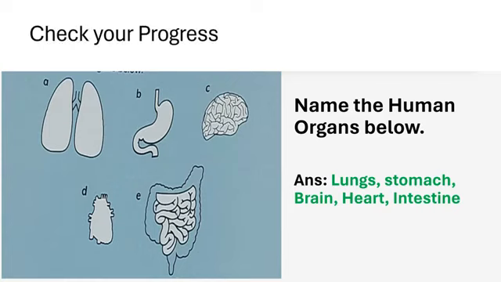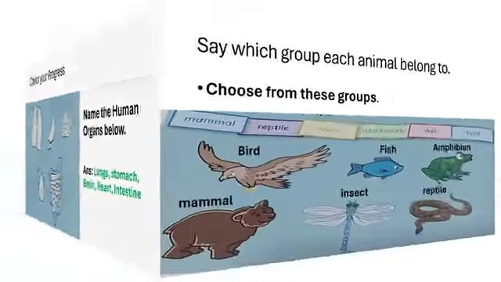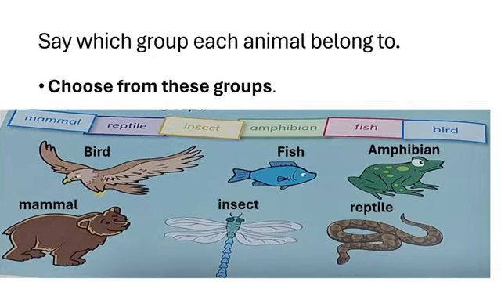Check your progress. Name the human organs below. A is lungs, B is stomach, C is the brain, D is the heart, and E is intestine. Say which group each animal belongs to. Choose from these groups.